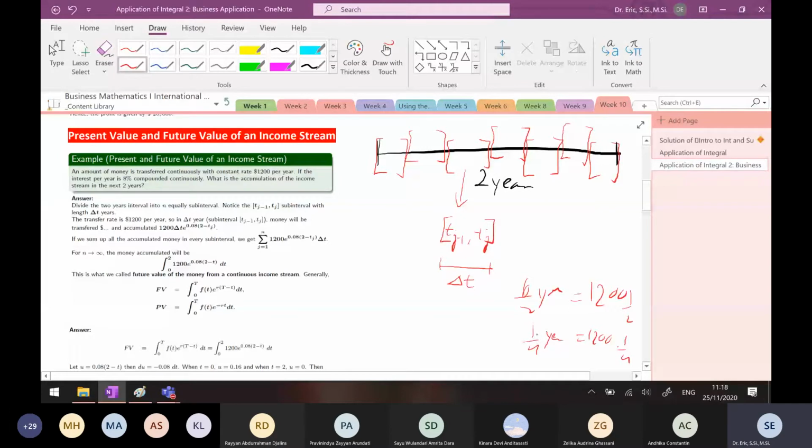1,200 delta t. So in this period, you are investing money of about 1,200 delta t. This is your amount of money. Don't forget, you are calculating this until the end of the term, which is 2 years. So how many years is it deposited? If this is T, you are depositing it for 2 minus t_j years.